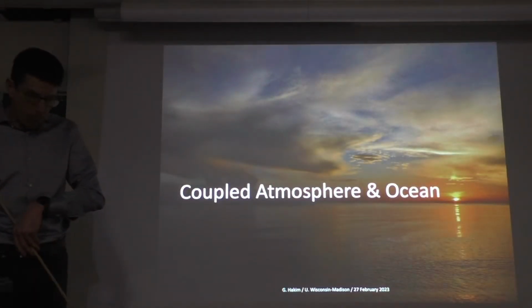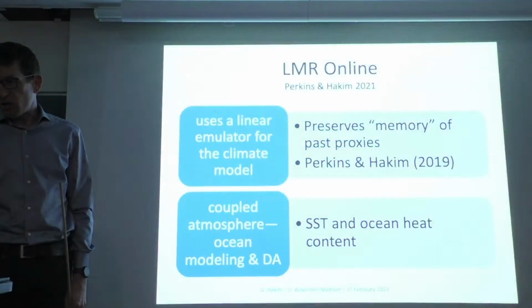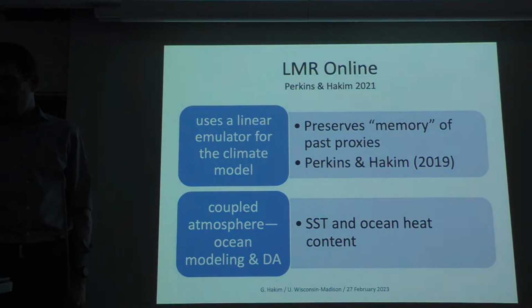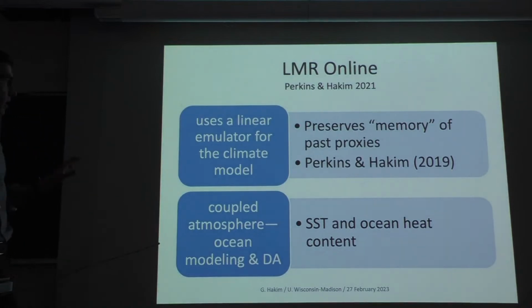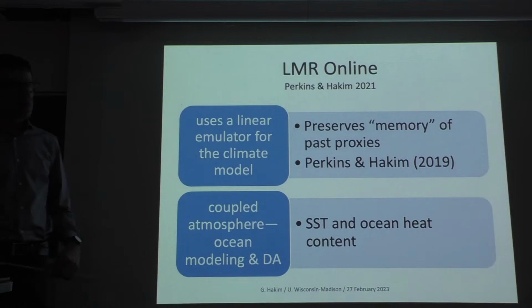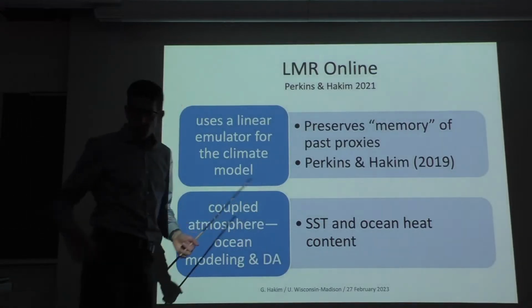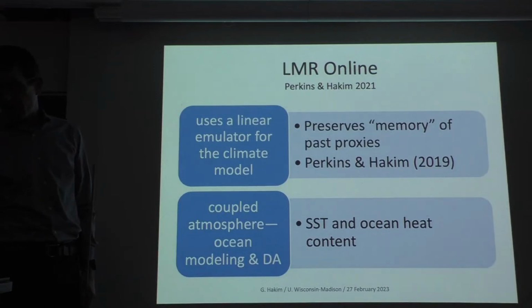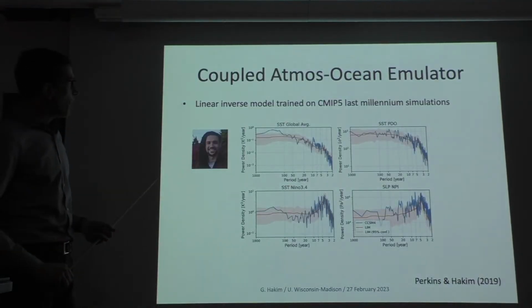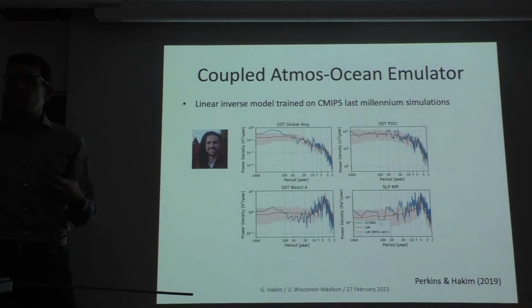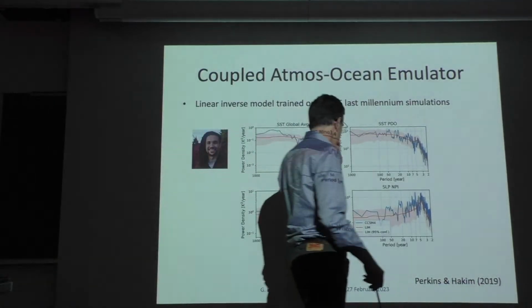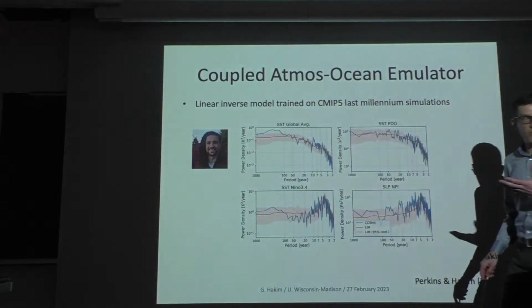All right, so let me talk a little bit more about the ocean. Everything up until now is pretty much atmosphere. The ocean has a lot more memory than the atmosphere, and the model part of this problem becomes much more important. To have some memory of the past proxies, we're going to need a model. The models are too expensive. So we're going to use an emulator, a linear inverse model, which, like Steph mentioned in the introduction, has been transformative for this.